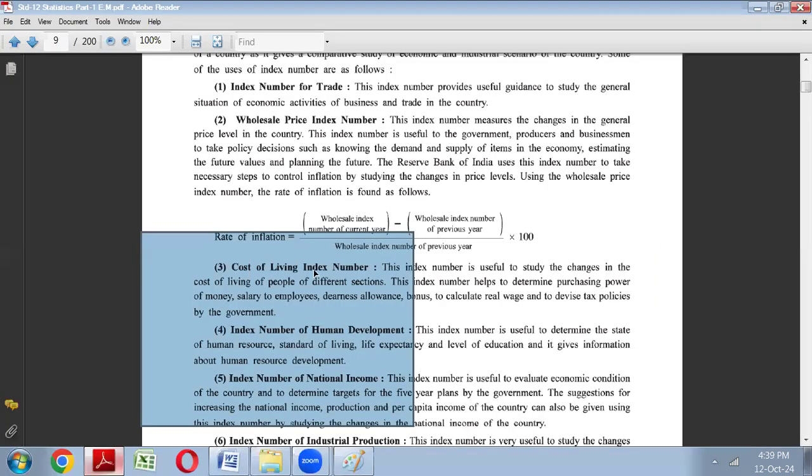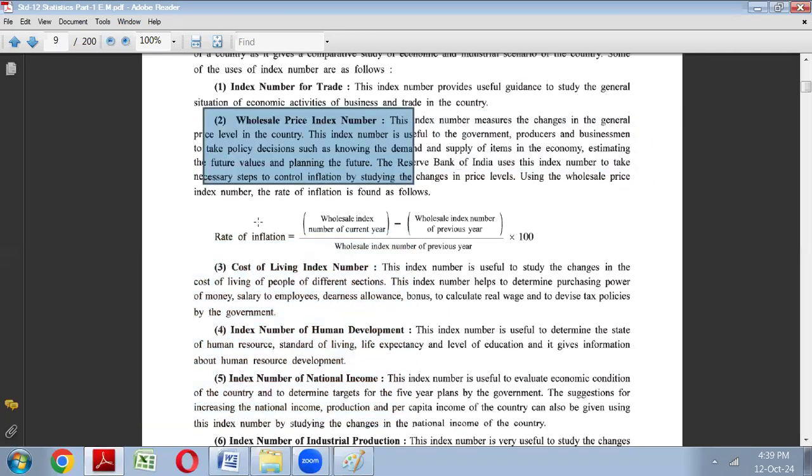So referring to this, you can find out the wholesale price index number. That is useful for the government, producer, and businessman to take decisions regarding the demand and supply of items in the economy. What can be the future values? You can plan the future. Like RBI also uses this index number to control inflation, by studying the change in the price level. Such kind of study is possible because of the index number.